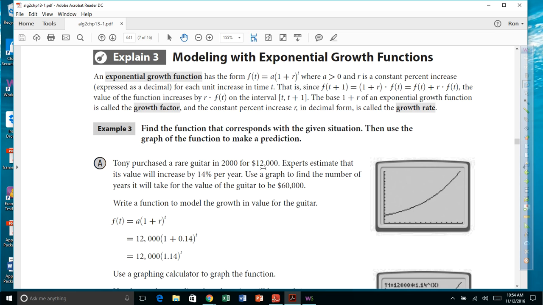That is, since f(t + 1) = (1 + r) times f(t) = f(t) + r times f(t), the value of the function increases by r times f(t) on the interval t to t + 1. The base 1 + r of an exponential growth function is called the growth factor, and the constant percent increase r in decimal form is called the growth rate.